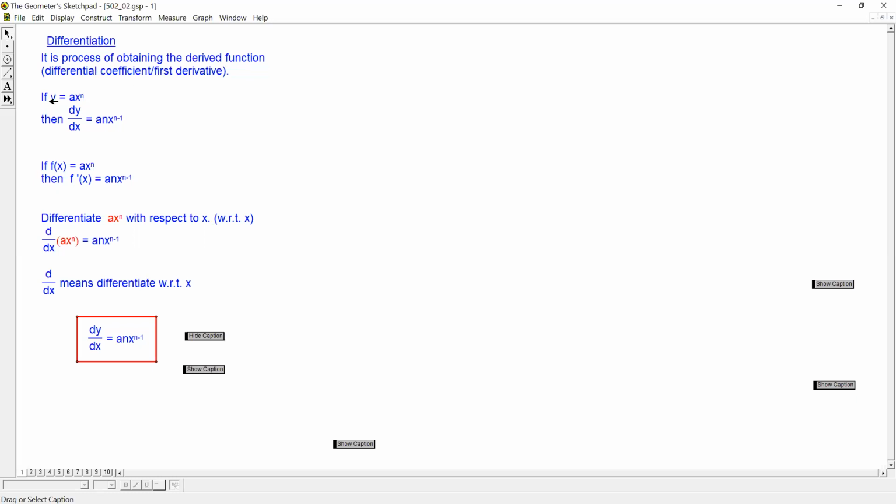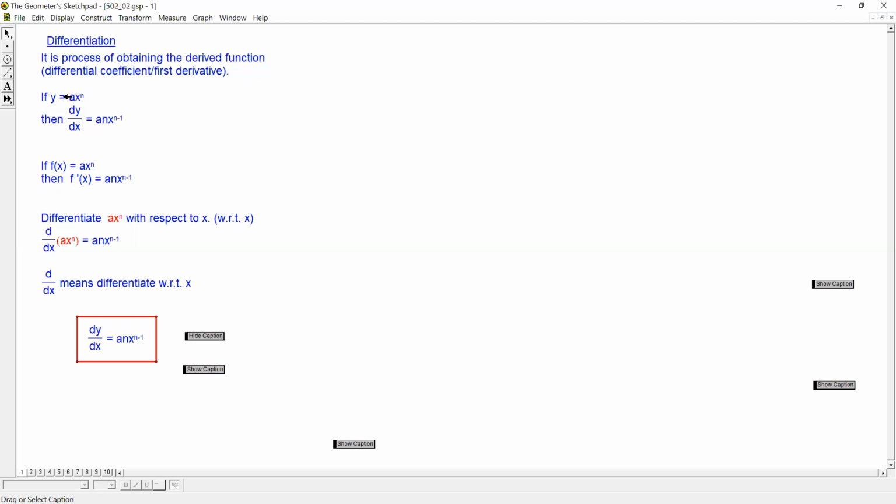Okay, now let's say we have a function like this, y equals ax to the power of n. Differentiation is a process of obtaining the derived function, or maybe known as differential coefficient or the first derivative. So if you want to get that first derivative, that process is called differentiation. So how to differentiate this thing?